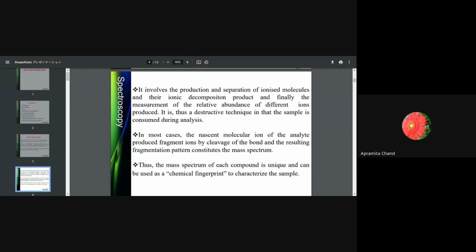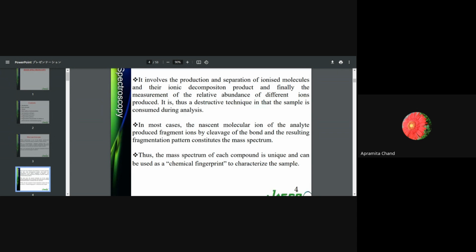So here एक molecular ion होता है, ठीक है. पहले initial starting phase में molecule को molecular ion में convert कर दिया जाता है, and then it produces some fragmented ions by cleavage of different bonds. Okay, cleavage होने के बाद whatever the fragmented ions are there, they give a pattern, and that pattern is known as your mass spectrum. And for each compound that is unique, because obviously the fragments that will be found will be different for different compounds, and they can be used as the chemical fingerprint to characterize the sample.